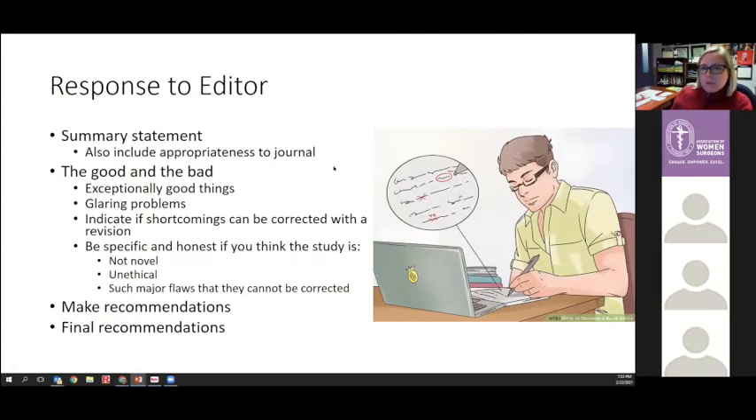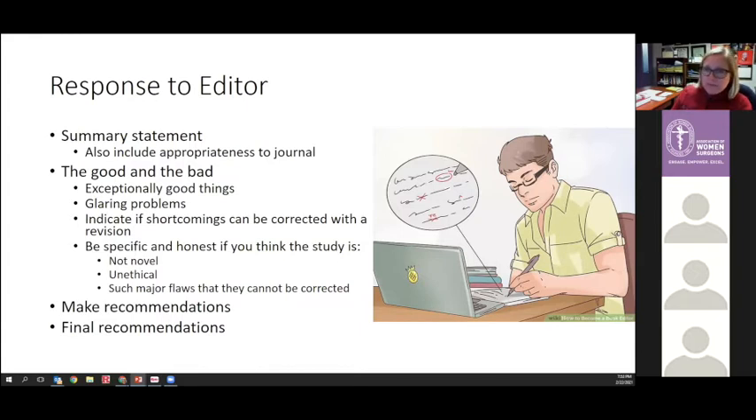So now that you've responded to the author, you're going to respond to the editor. This is a little bit shorter, but what you'll do is also include a summary statement and a word or two about the appropriateness to the journal. You want to summarize the exceptionally good things and the glaring problems, and then indicate whether or not you think those shortcomings can be corrected with revisions.